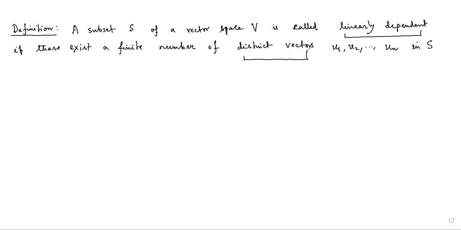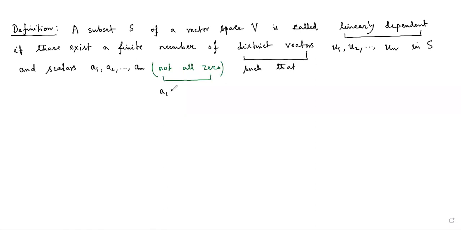Remember, this term is important. Distinct. And scalars a1, a2, ..., an. Now what I'm writing is very important. Not all zero. I will explain this particular part. Such that a1 u1 plus a2 u2 plus ... plus an un is equal to 0.